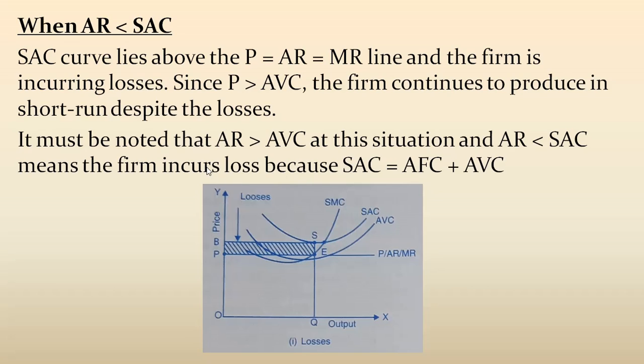Now you can see this out here, that when AR is smaller than short-run average cost, it means that this curve is lying above the equilibrium line. Since we already know that the price is more than the average variable cost, the firm will continue to produce in the short run despite the losses. Not in the long run; long run is not in our discussion, let's just keep it aside. But for the short run, the firm will continue to produce even if it is incurring the loss. Why so? Because the price is more than the average variable cost.